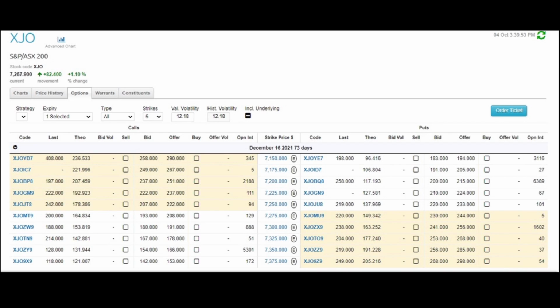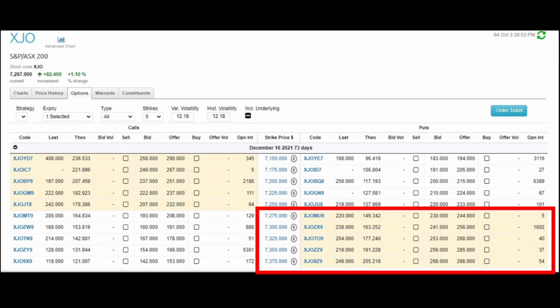Now let's look at what you would see on a brokerage account when you look at XJO options. On the left-hand side of the screen, you'll see call options. You can see on the right-hand side of the screen, indicated in the white and the light pink, put options. Now you can see above those two lines and all those listed options, December 16th, 2021. That's what we call the expiration date or the settlement date of those particular options.